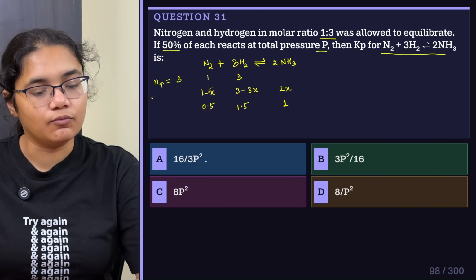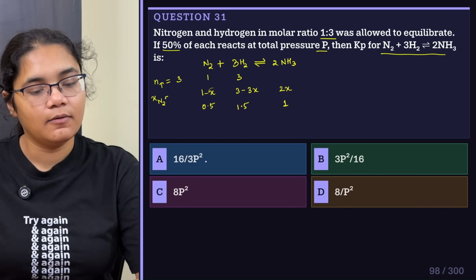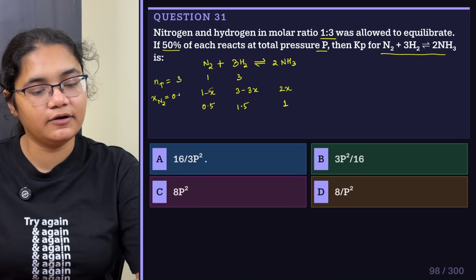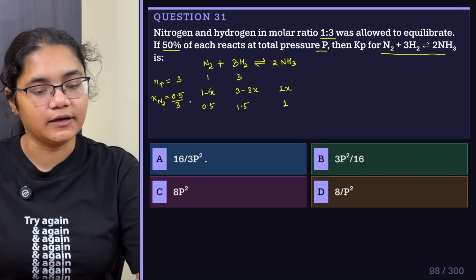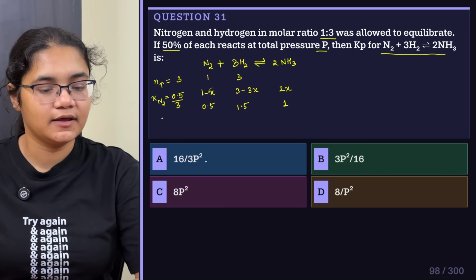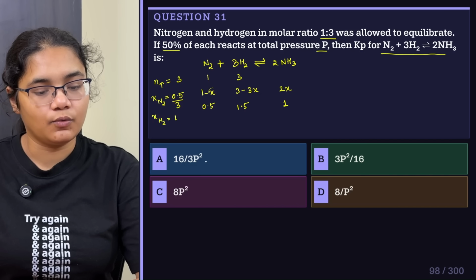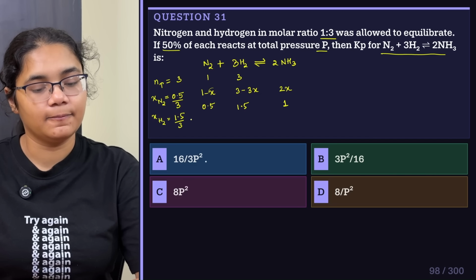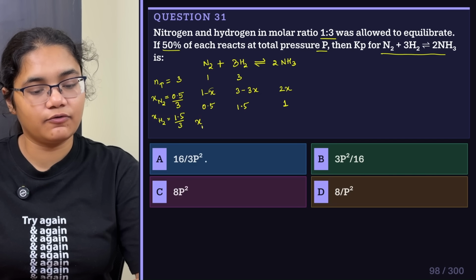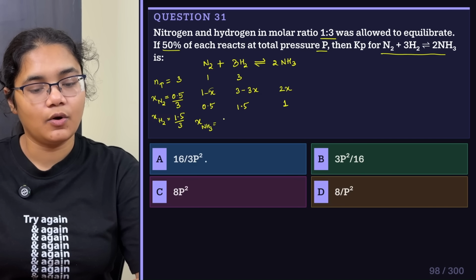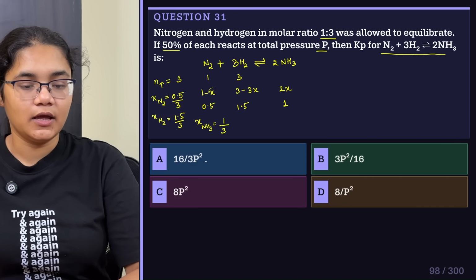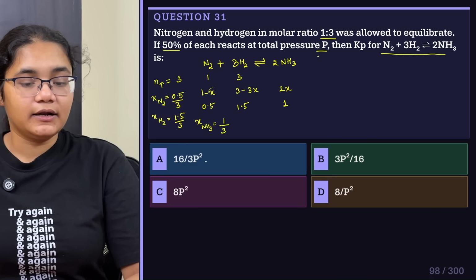So what is the mole fraction of N2? Mole fraction of N2 will be 0.5, that is moles of N2, by 3. Now, mole fraction of H2 will be 1.5 by 3, and mole fraction of NH3 will be 1 by 3. Okay. Now what we have to calculate is the partial pressure.